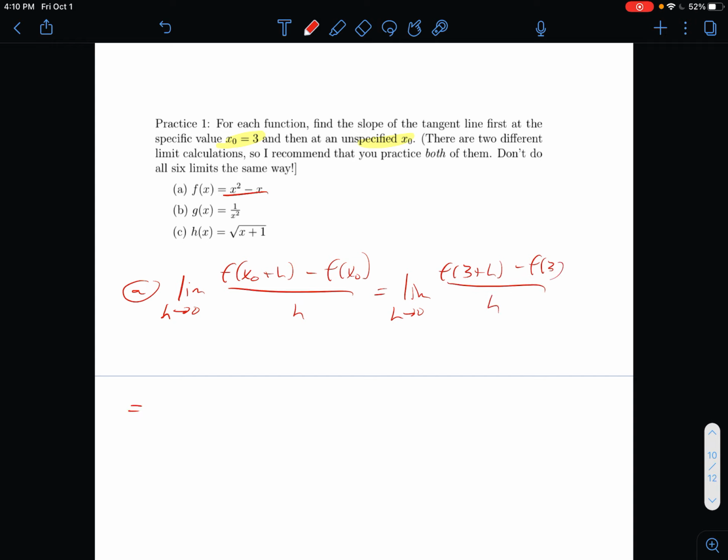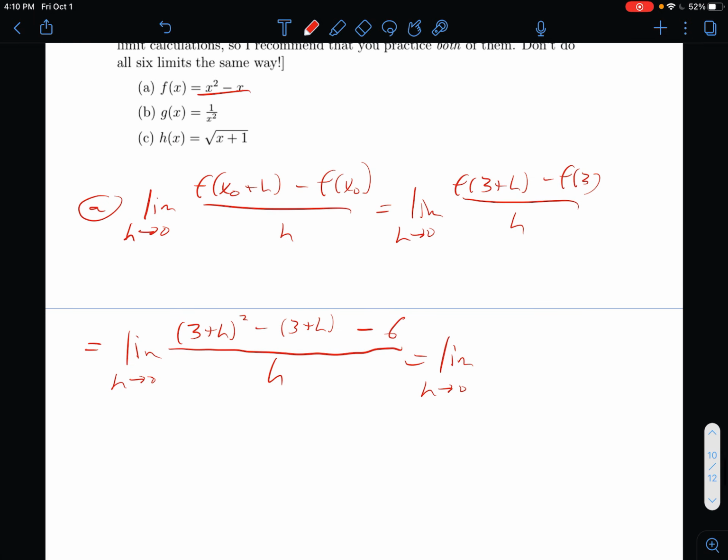Now I need to use this specific formula. If I apply that to the quantity 3 plus h, that means (3 plus h) squared minus (3 plus h) minus f of 3, which I'm going to check is 6. Right, now it's just time for algebra, algebra, algebra. If I FOIL that out, it's 9 plus 6h plus h squared. If I distribute, minus 3 minus h minus 6, all over h.